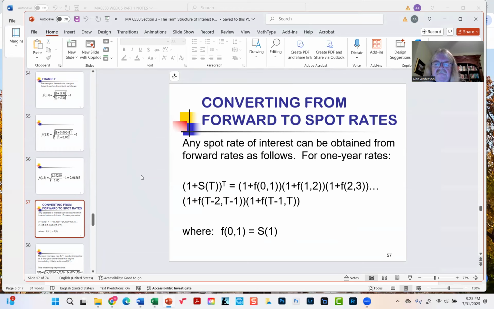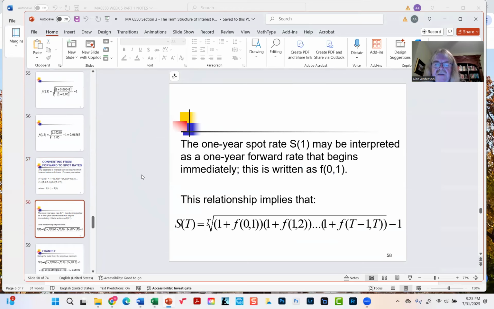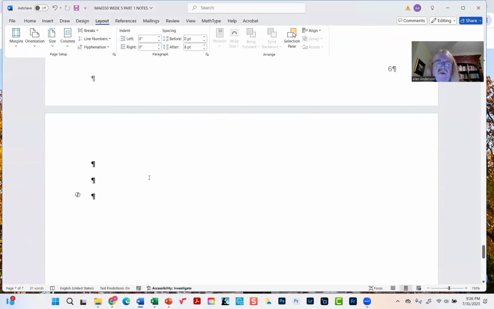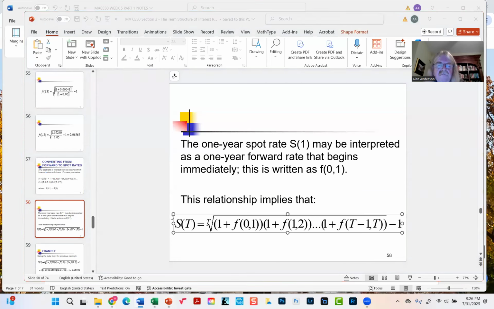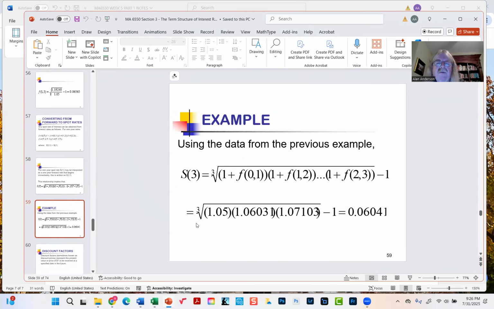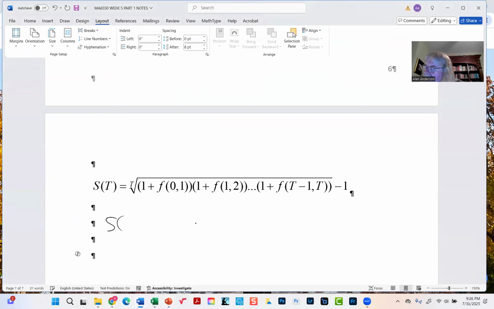Now you can calculate a spot rate directly from forward rates. In other words, you can calculate obviously forward rates from spot rates. But if there's some reason why you need to do the opposite, this is how it would be done. It's actually a sequence of forward rates. Each spot rate can be thought of as a sequence of forward rates. Just so, for example, let's see. Oh, here we go. So let's say I want to know how S3 looks.